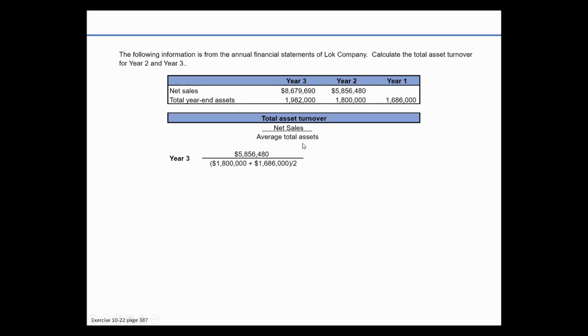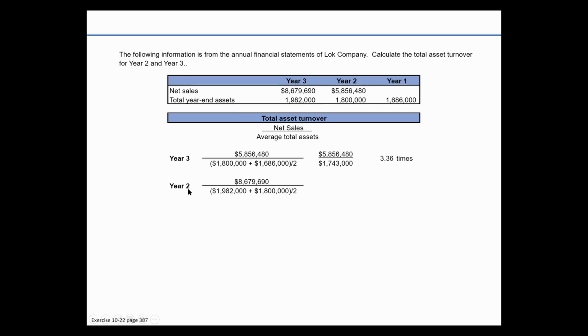the average total assets would be from years 2 and 1. So 1,800,000 plus 1,686,000. You'd add that up, divide it by 2. So we get 5,856,400 divided by 1,743,000. So they're using their assets 3.36 times. And then we can do the same thing in year 2.